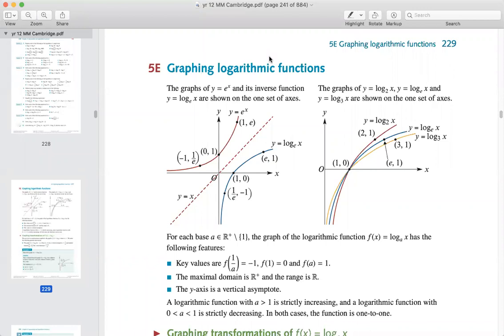For these short videos, we're going to cover 5E and maybe 5F. Let's see how it goes. Okay, let's do it together. So 5E is graphing logarithm functions.